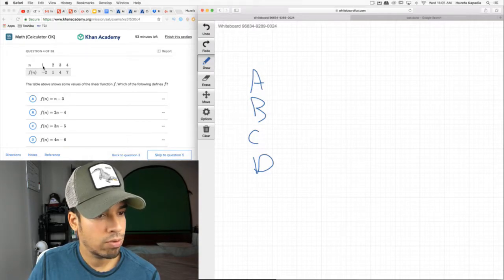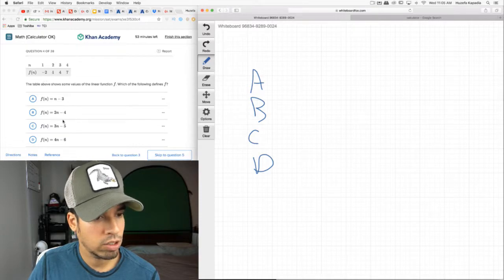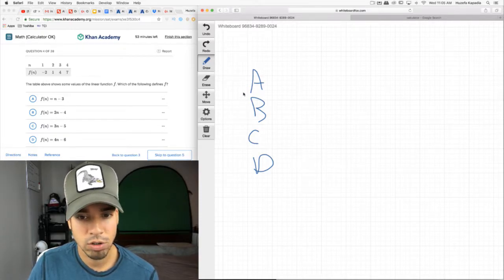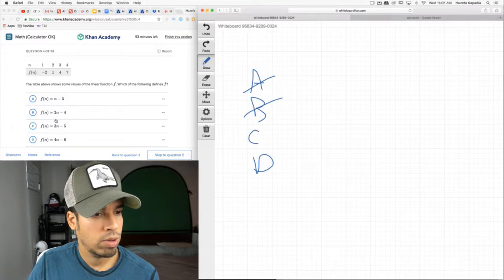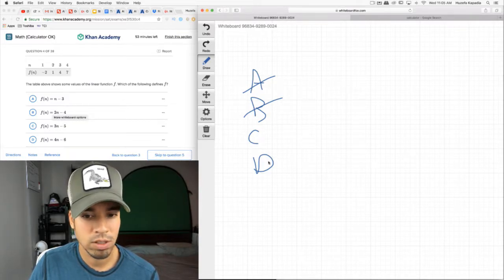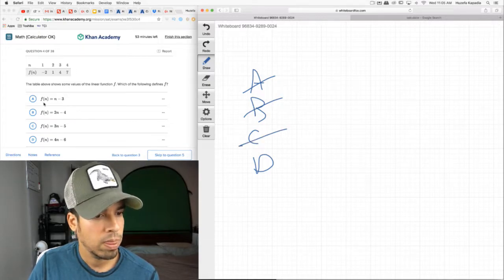Next, 2n minus 4. Here we get 2 minus 4 is -2, correct? Plug in 2. I get 0 here, so B's out. Here, 3n minus 5, I plug in 1, -2. Plug in 2, I get -1. So that's got to be D, but let's make sure.